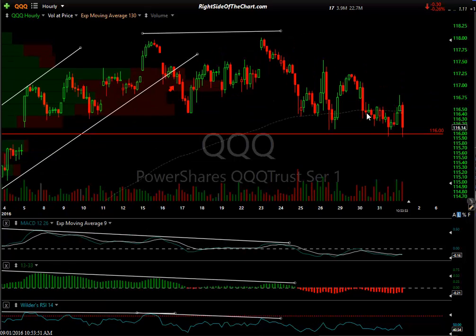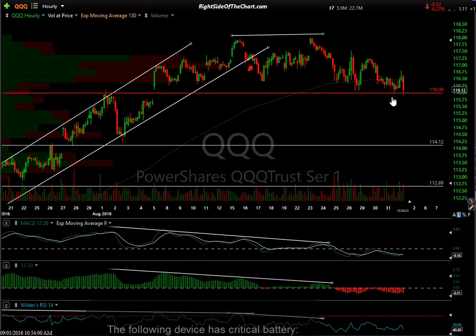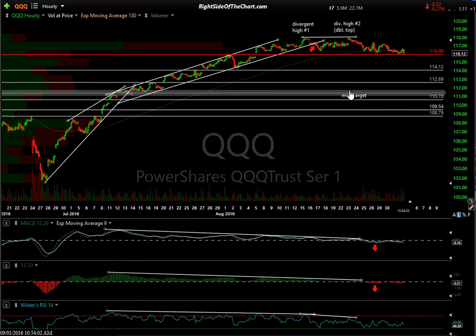I mentioned this on the site yesterday. These aren't hard levels. You can see we've had a couple pierces. We pierced it this morning. First of all, it's a 60-minute chart. Therefore, a sell signal will be on a 60-minute closing candlestick.